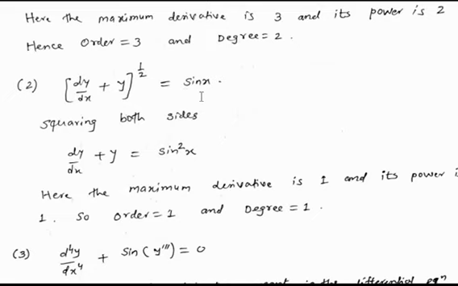Now problem number 2, (dy by dx plus y) the whole raised to 1 by 2 equals sin x. First of all, squaring both sides, the result is dy by dx plus y equals sin square x. Here the maximum derivative is 1, so the order is 1 and its power is 1, so the degree is also 1.